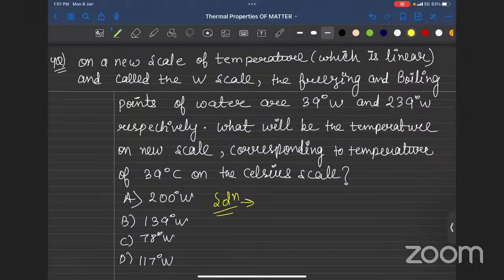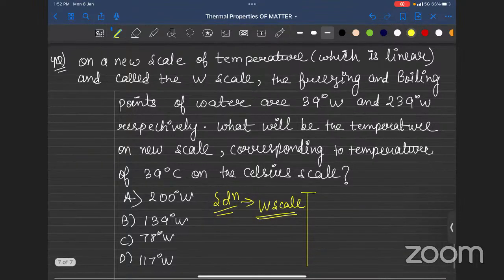So dear students, the question is very simple. You're having a random W scale. I mean, it's not Celsius, it's not Kelvin, neither is it Fahrenheit. It's some random scale. Okay, so let's draw the scale. Now the topmost temperature is given as 239 degree W, and this W is neither Celsius, Kelvin, whatever. And the lowest is given as 39 degree W. So we have to take a random temperature, that's a simple approach, X.